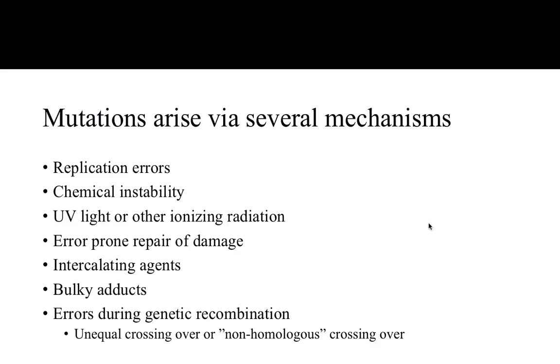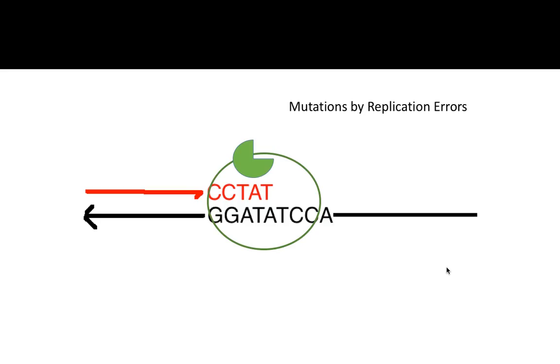There are a large number of mechanisms by which mutations occur, and I'm not going to cover all of these. Some of these are replication errors. I'm going to tell you a little bit about chemical instability. UV light, of course, you're all familiar with because it leads to things like skin cancer. Error-prone repair of the damage, things that stick into the DNA, like ethidium bromide, can cause mutations, and other possibilities, including errors during genetic recombination. I'll talk a little bit about some of that because that's also going to be relevant to our discussion next week.